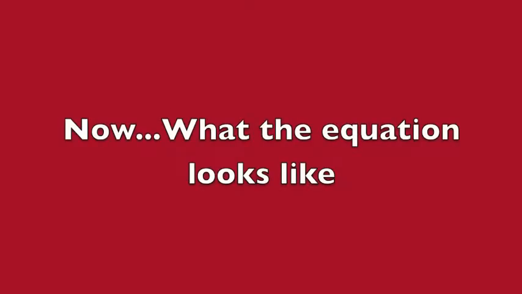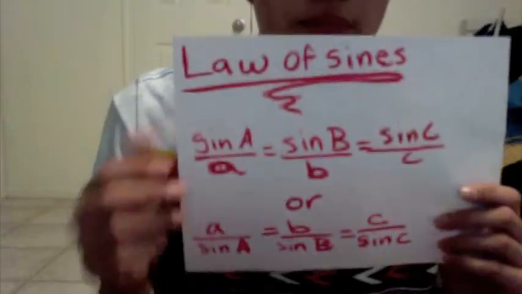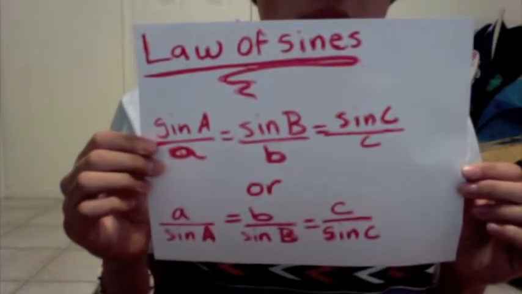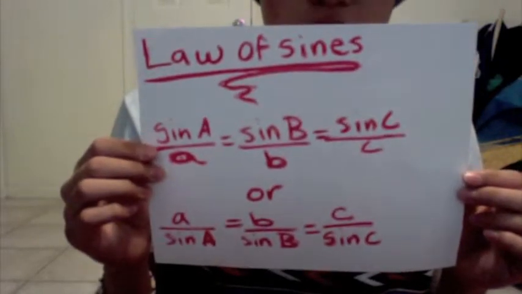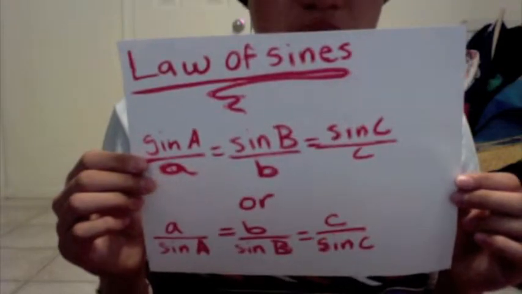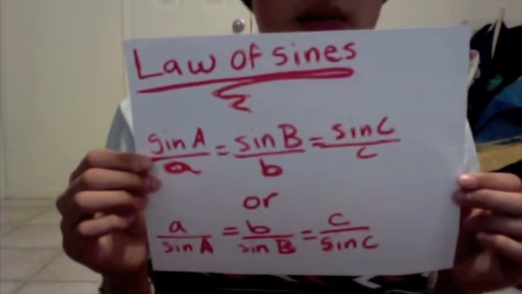Now, what the equation looks like. This is what the law of sines equation would look like. Sine A over a equals sine B over b equals sine C over c. Or a over sine A equals b over sine B equals c over sine C.